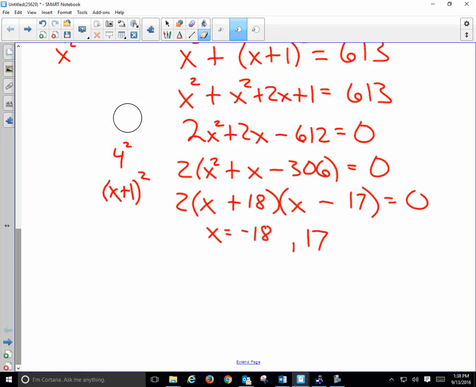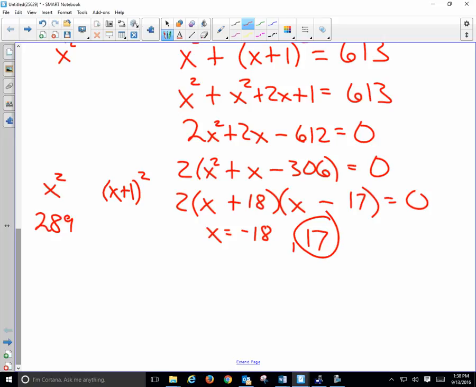Find two consecutive squares, it says. And so we have this x squared and x plus 1 squared. So let's start by plugging in the 17. What's 17 squared? I just said it. 289. And what is 17 plus 1 is 18. 18 squared is 324. Do you think it'll work if we plug in the negative? Let's try. Negative 18 squared is 324. And then negative 18 plus 1 is squared is.